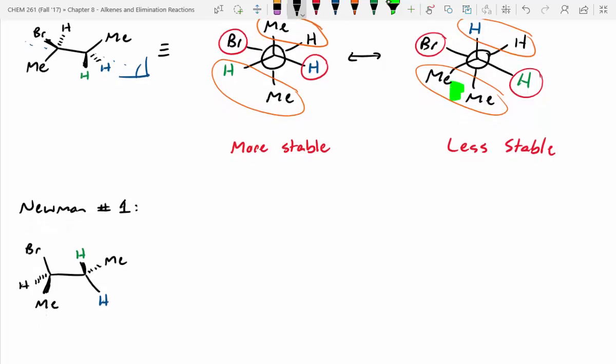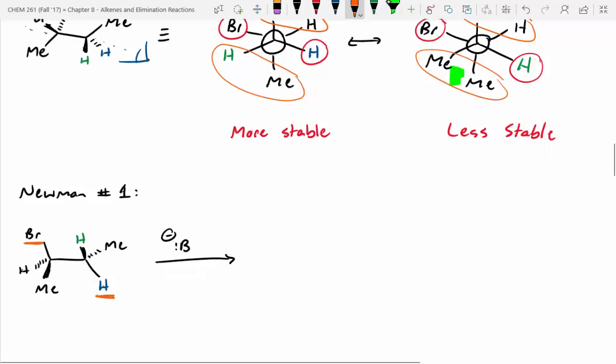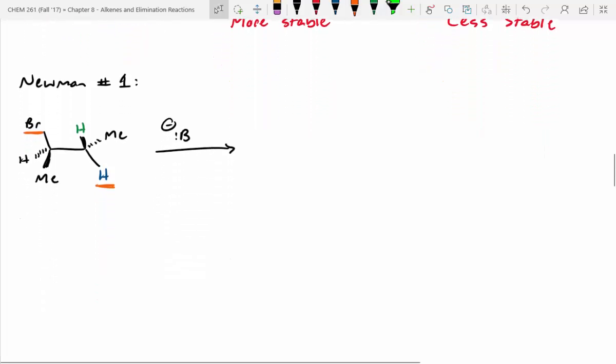And what we'll do is draw our base with the negative charge. And we know in this case, this proton is anticoplanar to that bromine. They're both in the same plane. So what we're going to do is specifically target that proton, clamp down, eject off our bromine, and we need to draw our final product.